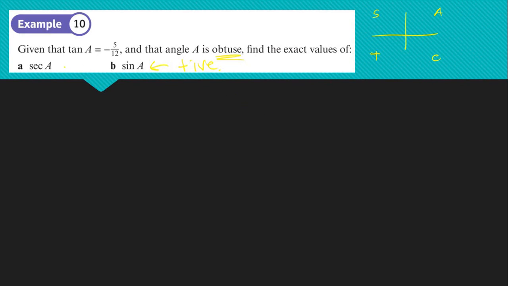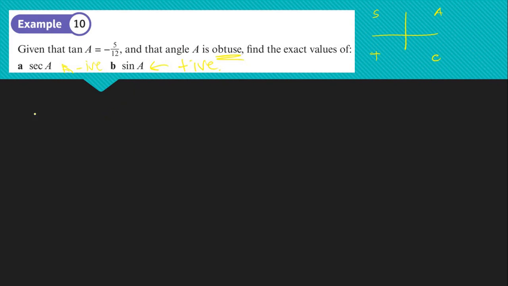And sec is to do with cos, isn't it? Remember, the signs of these always go the exact same way, but cos, if we're obtuse, is going to be there, and so that will be negative. So I know that's going to be negative. All right, well, let's get cracking.